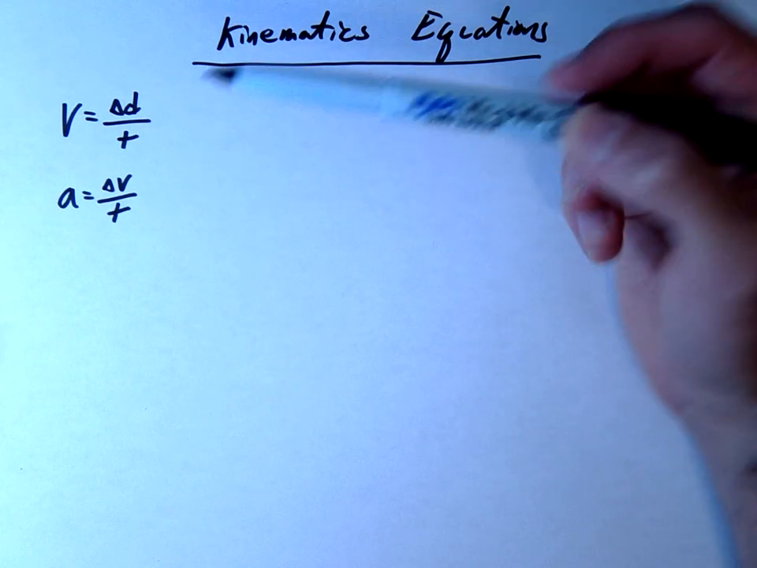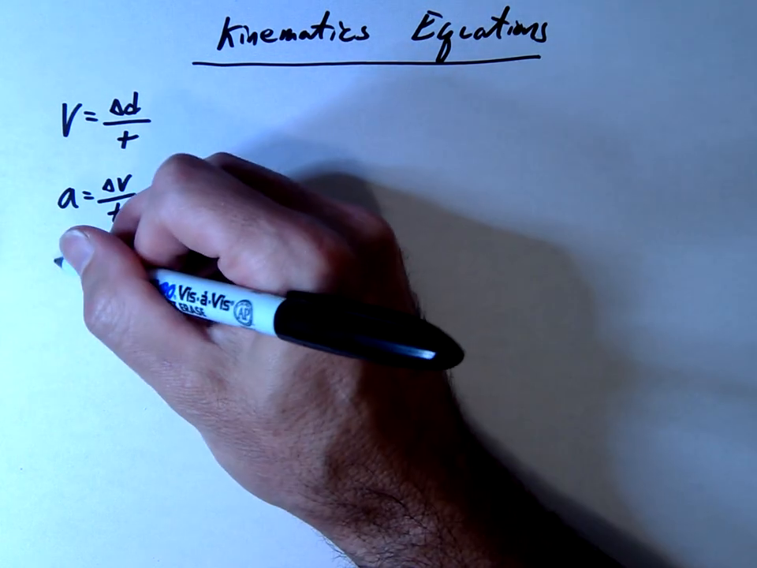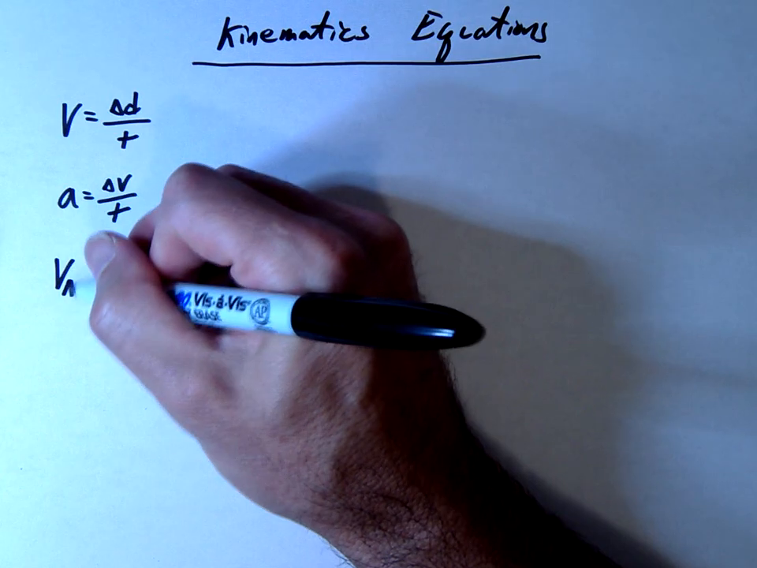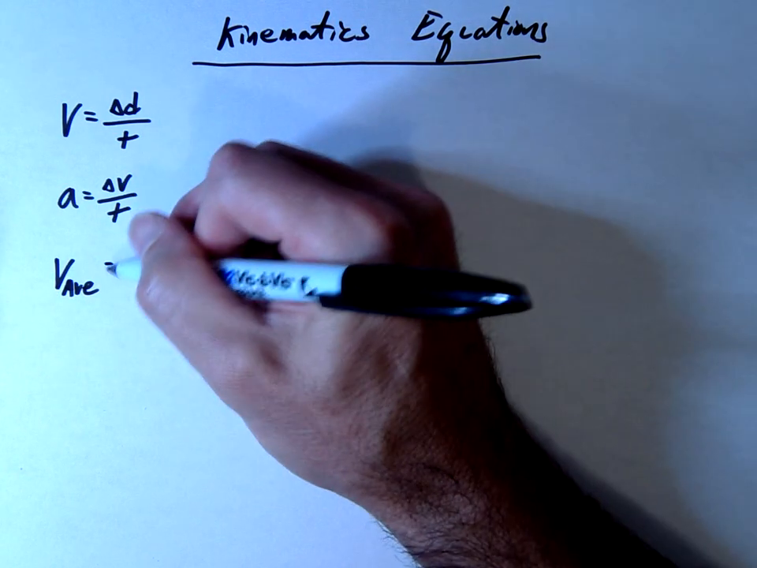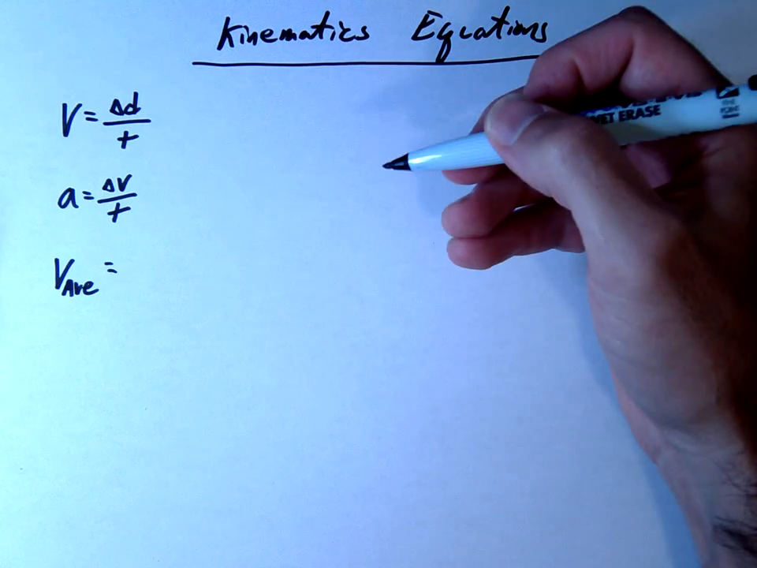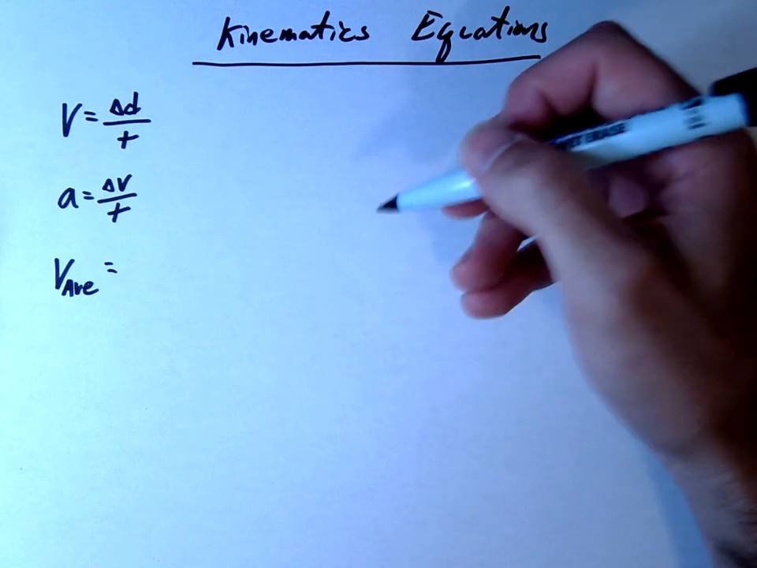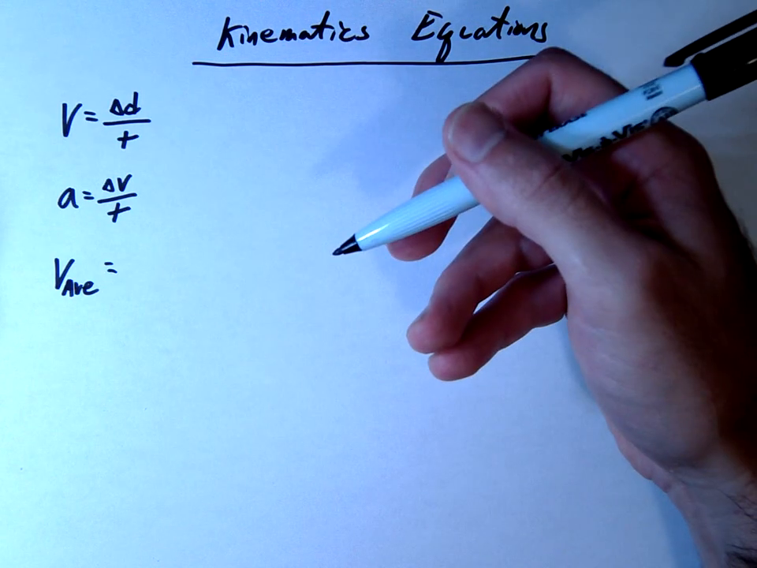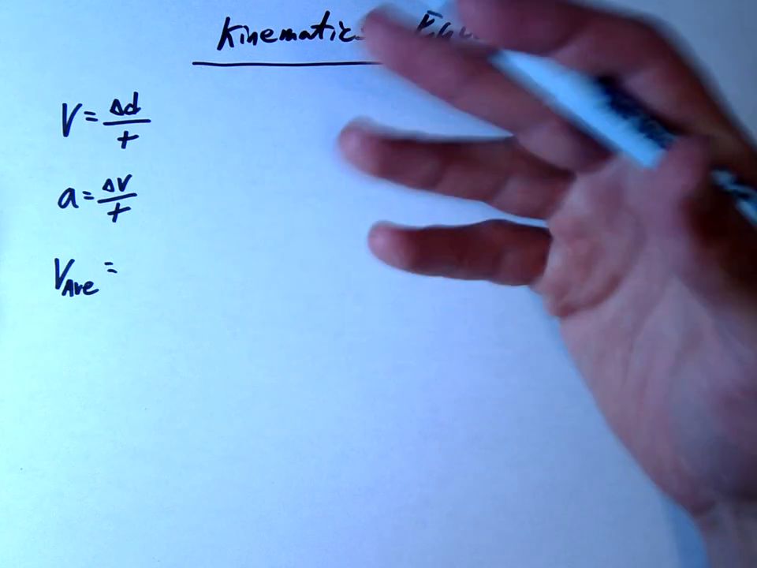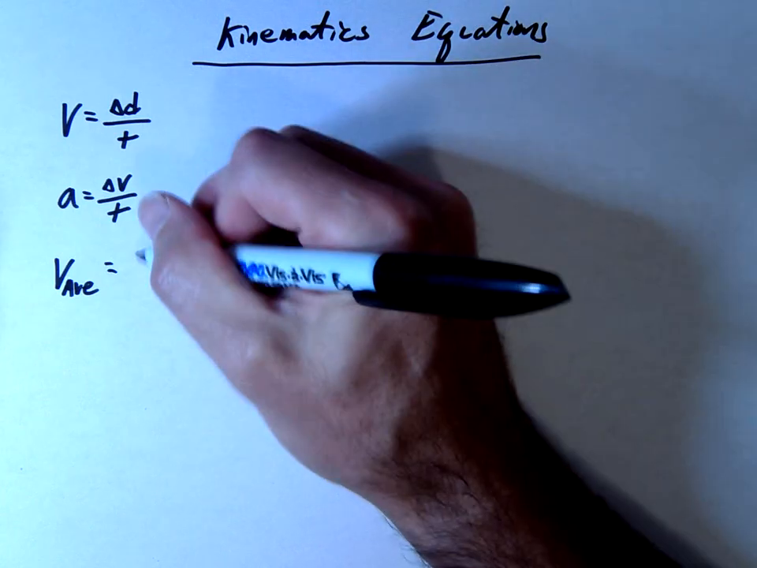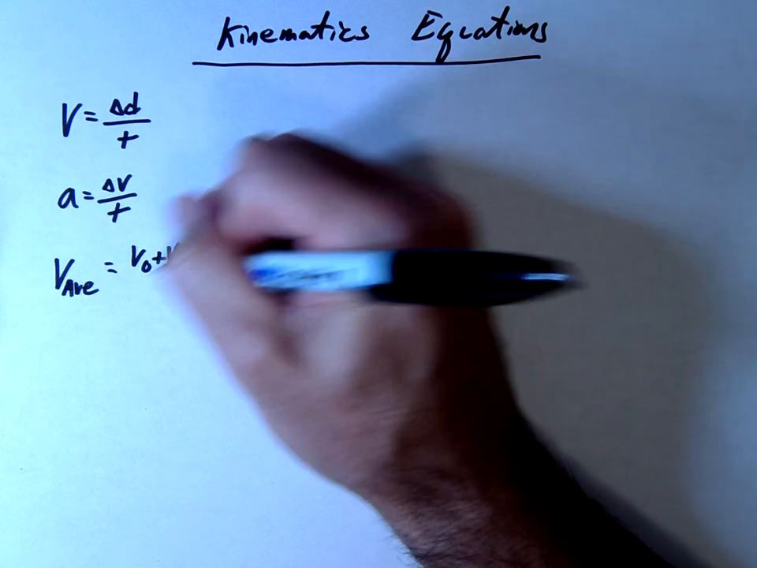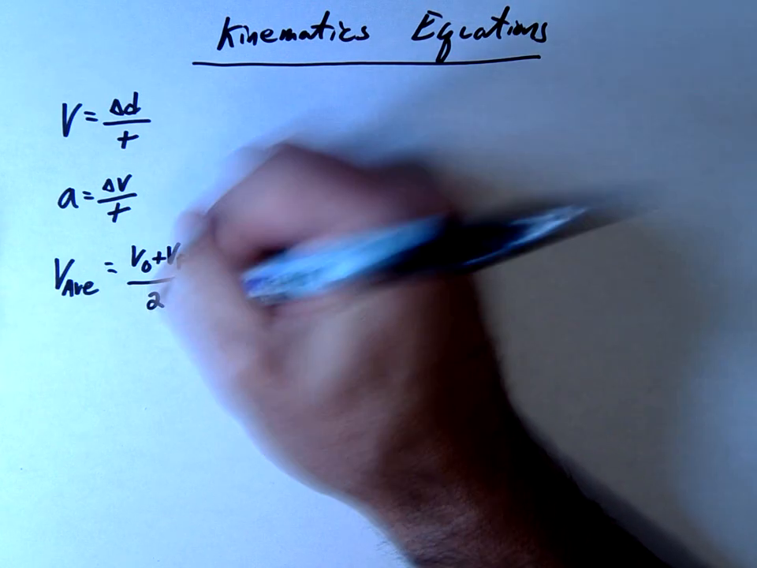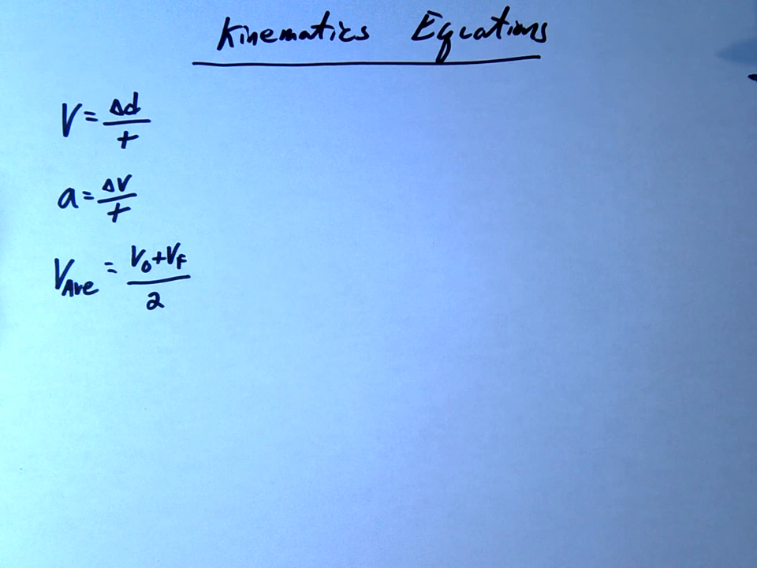The third component that's needed is a simple idea of average. Let's say we have an average velocity. Let's say we start from 0 and then we speed up to 10, and I asked you what's the average velocity, and you would say, well, 5, right? 0 plus 10 divided by 2. So we could write this as v initial plus v final over 2. And that would be our average velocity.